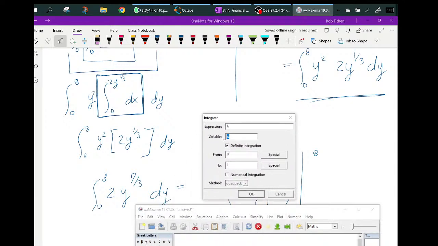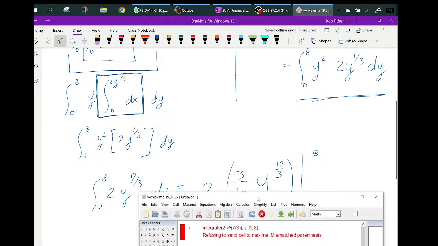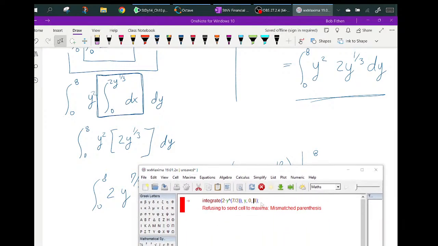with respect to y. We're going to cut 2 times y brought up to the 7 divided by 3. We're going to integrate from 0 to 8. Mismatch, you can see. I mismatched my parentheses. Oh, did I put an extra parenthesis there? Why would I have done that? Oh, I think he gave me that. 3072 over 5.